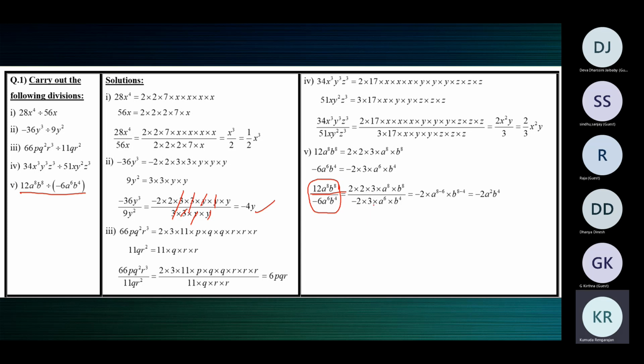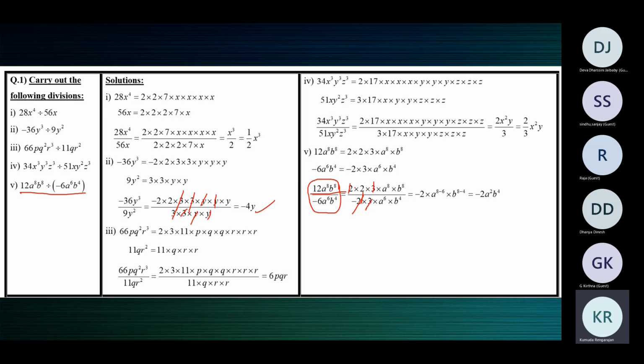We factorize the number part, 12 and 6. Now 2 and 2 will get cancelled, 3 and 3 get cancelled. Now a to the power 8, I don't want to write a 8 times and b 8 times and a 6 times and b 4 times. So you can use the law of exponents.